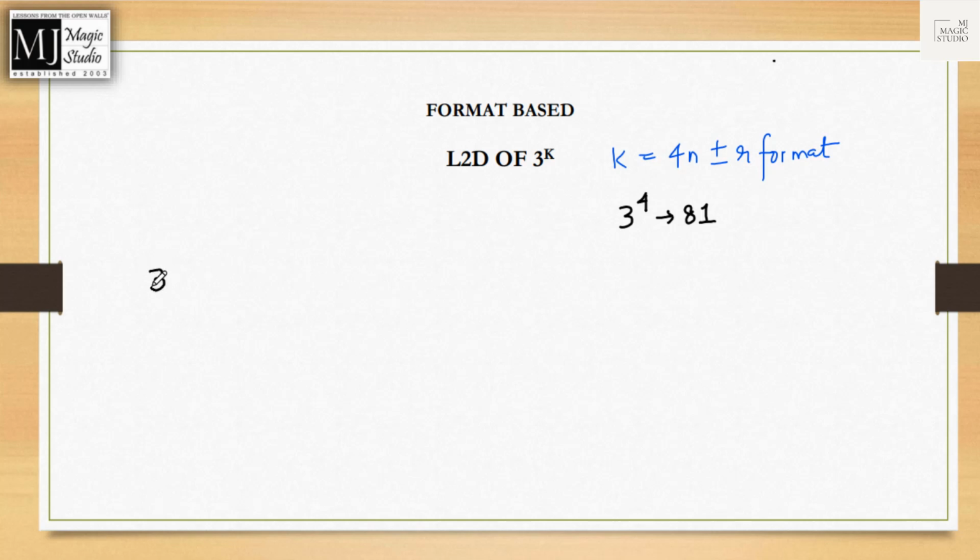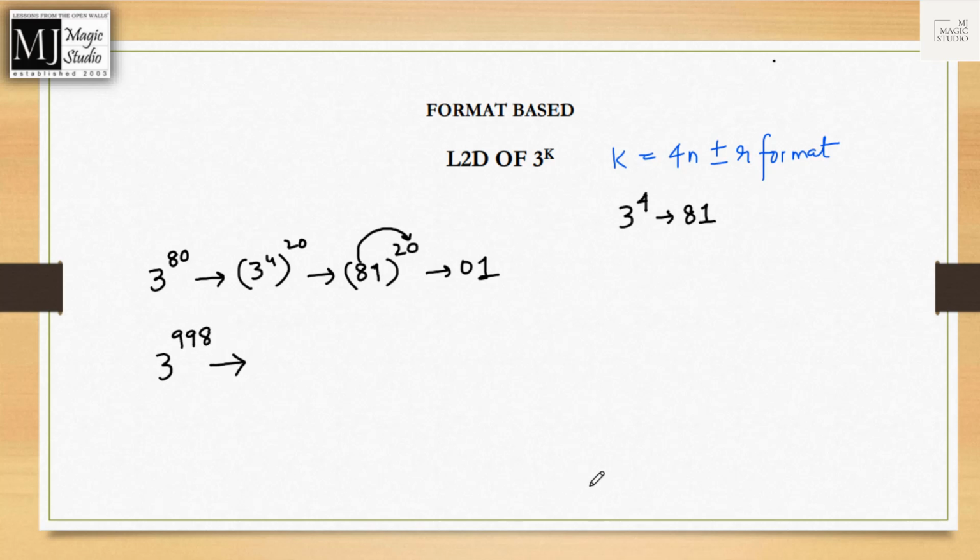Like if we are looking for the last two digits of 3 to the power 80, we can write this as 3 to the power 4 raised to the power 20. Now 3 to the power 4 is 81, we know that. Now what are the last two digits of 81 to the power 20? Simply 8 into 0, that is 0, and just put a 1. We have just seen this in format number 1. Try for 3 to the power 998 and tell me what would be the last two digits of this expression.